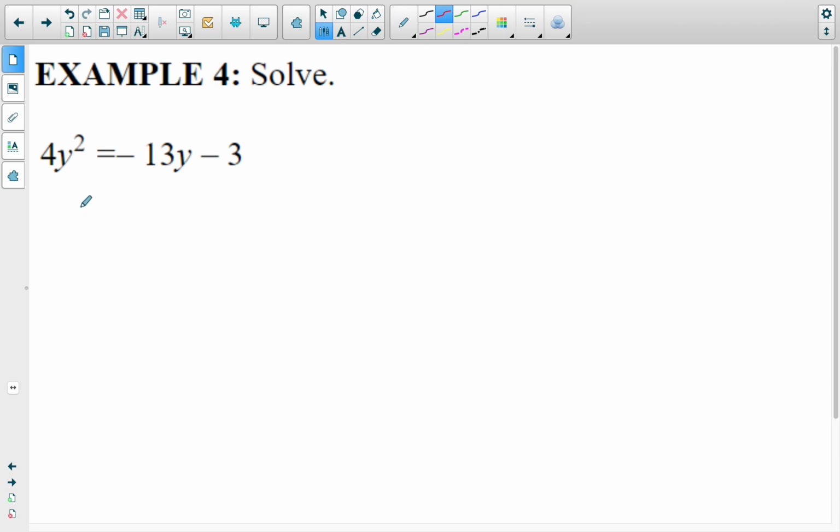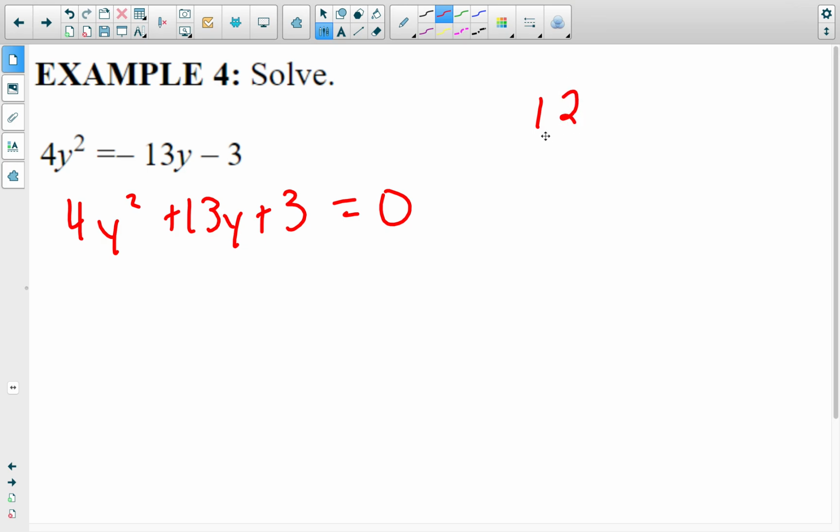All right, what's different about this one? Hopefully you've wrestled with it a little bit here. We're not equal to 0 yet. So the first thing we have to do is move everything to one side so that we are equal to 0. Then we can factor using the AC method. 4 times 3 would be 12. So think about what are some factors of 12: 1 and 12, 2 and 6, 3 and 4.